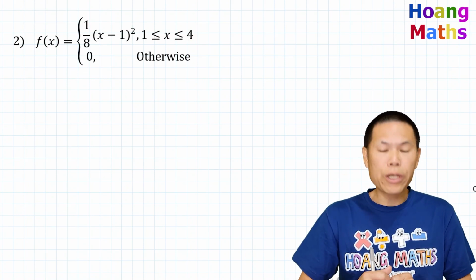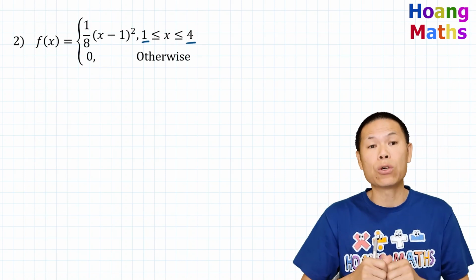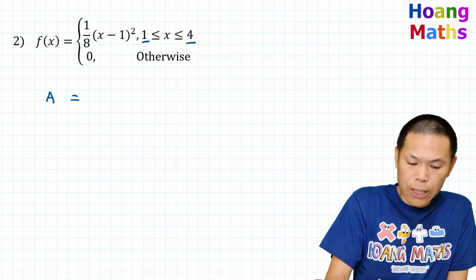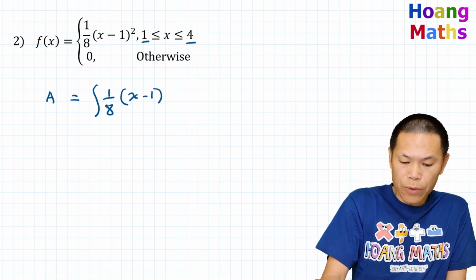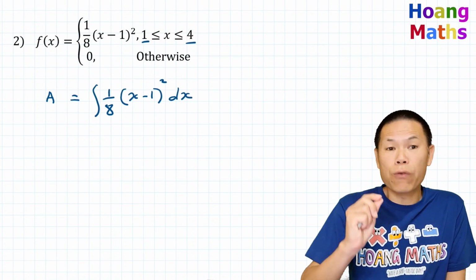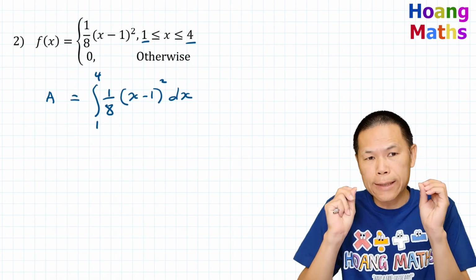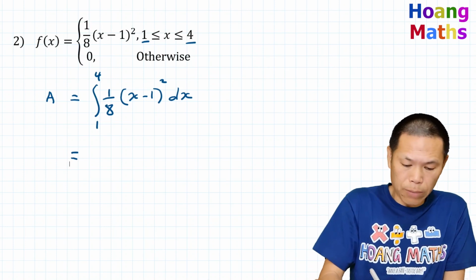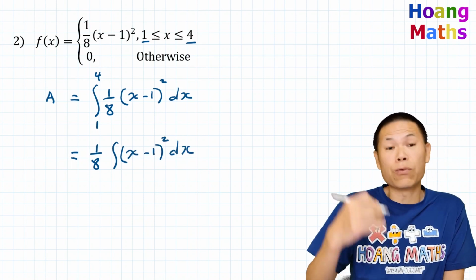Second one, again we need to work out the area from 1 to 4 to see whether it is equal to 1 or not. So the area of this function is the integral of 1 over 8 times (x minus 1) squared dx, from 1 to 4. So now I just take 1/8 out first, because it's just a constant. You don't have to, but it's easier if you do that. So 1/8 times the integral of (x minus 1) to the power 2 dx, from 1 to 4.